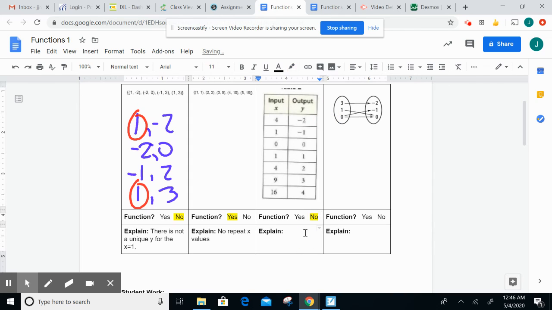And the reason why is x equals 1 and x equals 4 have two y values. And actually, you can say two different y values. You should probably say different just to make sure. Two different y values.